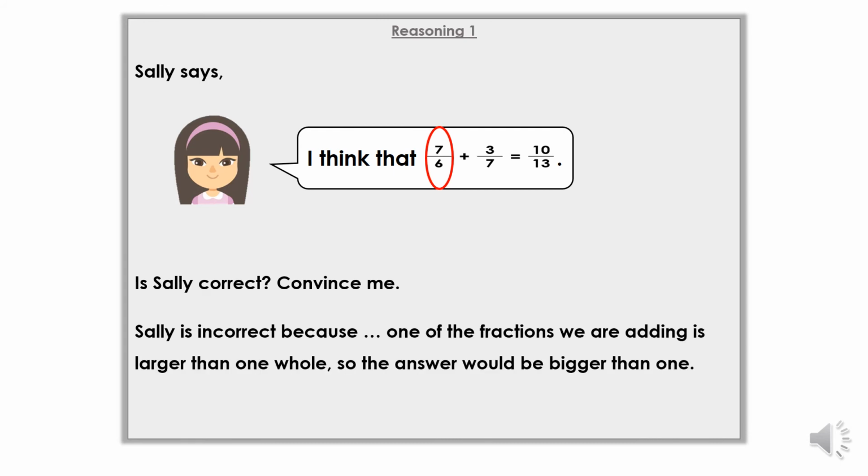So I've written Sally's incorrect because one of the fractions we are adding is larger than a whole, so the answer would be bigger than 1. So I didn't actually have to do any calculating for that one, did I? So have a really good look at your numbers when you're adding those.